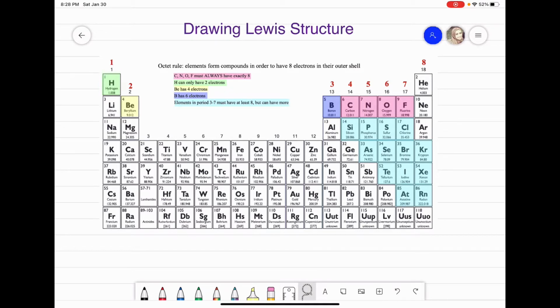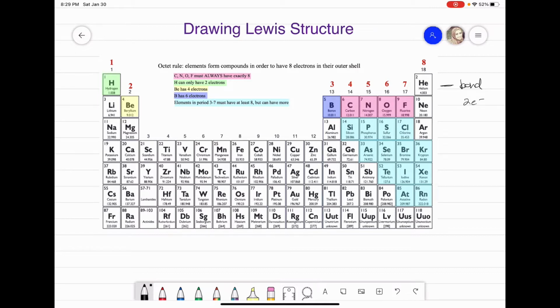The other element that I labeled is hydrogen. Hydrogen can only have 2 electrons. It only has 1 valence electron, so it can only share that 1 electron. Therefore, it can only form 1 bond. A bond, which is a line like this, represents 2 electrons.